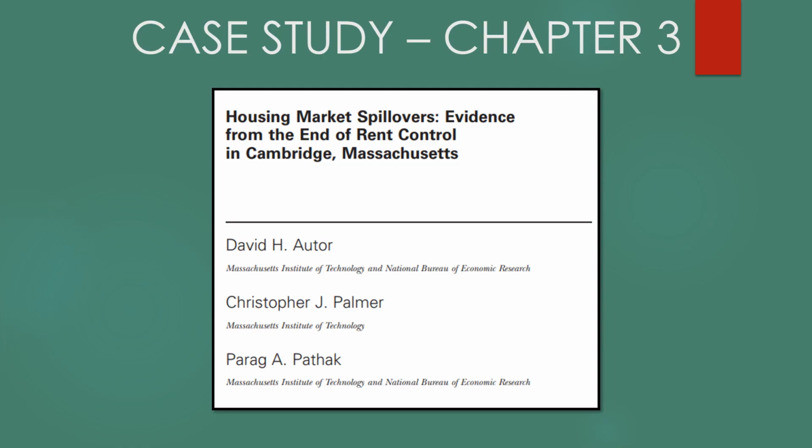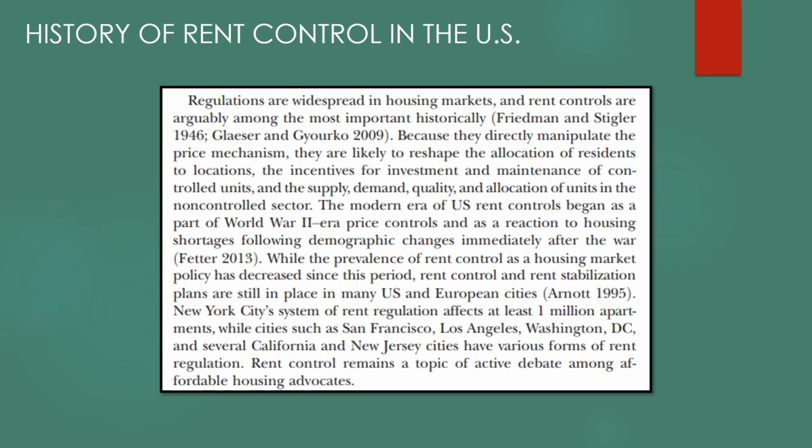Okay, our case study for Chapter 3 is going to be the housing market spillover, evidence from the end of rent control in Cambridge, Massachusetts. So our topic is going to be rent control, which we talked about in our lecture, and how it affected a city in the United States for about 25 years.